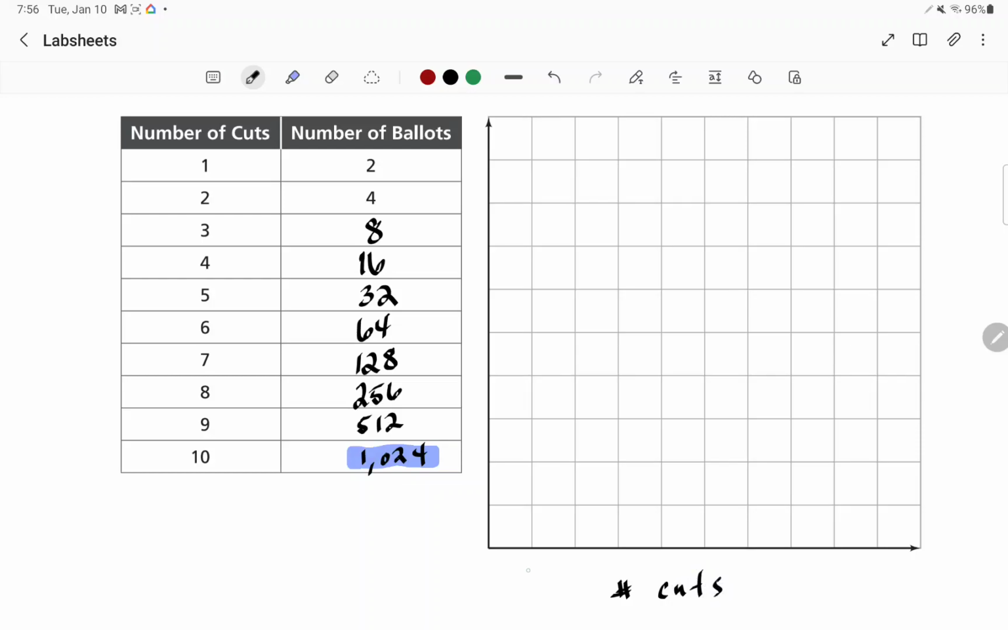And we're going to go from 1 to 10. So 1, 2, 3, 4, 5, 6, 7, 8, 9, 10. And then on the left-hand side, the number of ballots. And we're going to go, if you look at this, this goes up pretty quickly. So let's go by hundreds so that we can get all the way to 1,000. And so there we have on our left side, this is the number of ballots.